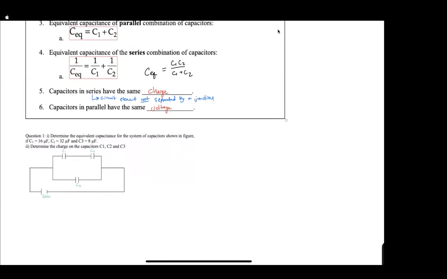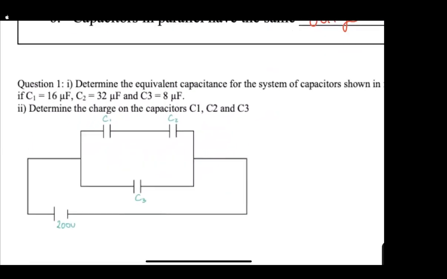So here we want to determine the equivalent capacitance for the system of capacitors as shown in the figure. We're given the capacitance of each capacitor, and then we want to determine the charge on each of the capacitors. So I kind of said this during the homework review. Whenever I start these kind of problems, I like to work furthest away from the battery. So that position in this question would be these two capacitors. Now, what's the relationship of these two?